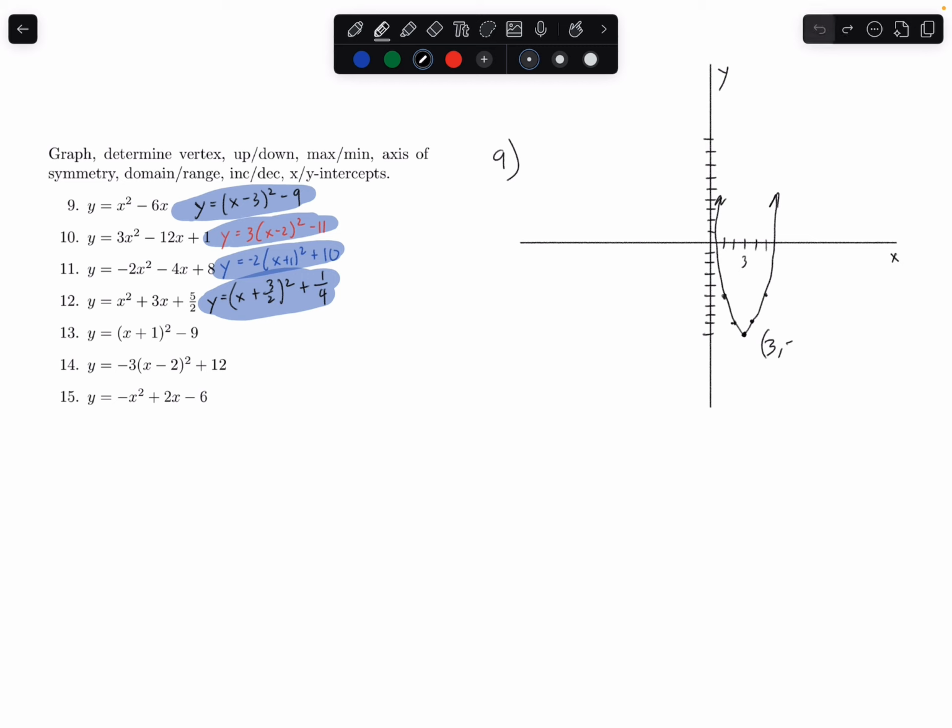That's the vertex. Is it opening up or down? Opening up. And is it the max or min? It's the min at 3, -9 at the vertex. Axis of symmetry is at x equal to whatever the x coordinate is, which in this case is 3. That would be this line here, right? X equal to 3. That was not a vertical line, so let me draw a vertical line.